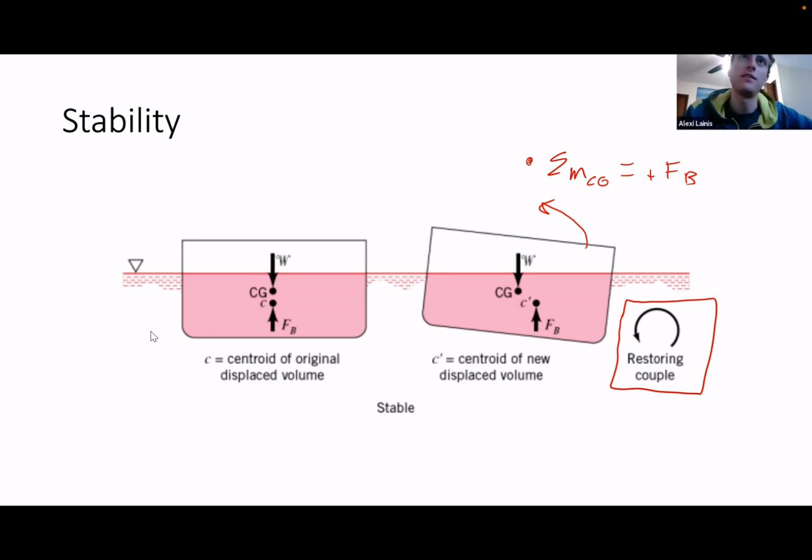So this is what you want. If you design a ship, you want it to have a restoring couple when it tilts so that you don't tip over and have the whole ship capsize. So that's our next example.